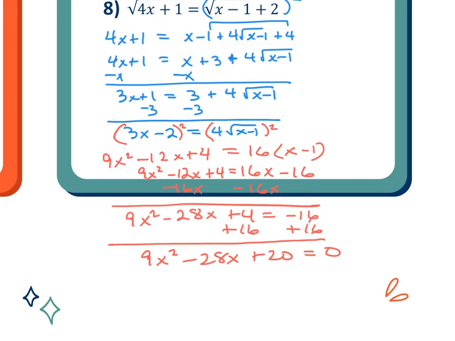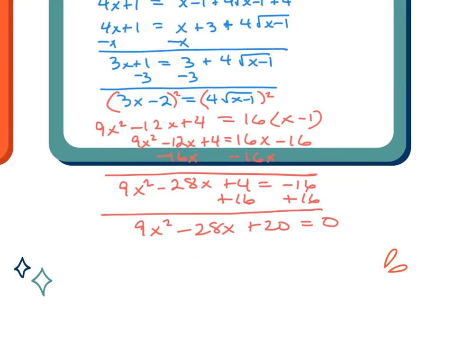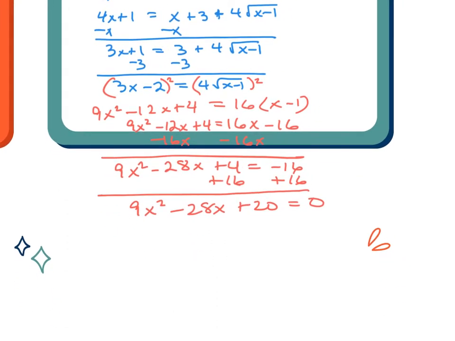First thing I would do is look to see if there's a greatest common factor. There is not. So now I am going to factor this trinomial. So my factors of 9, I'm going to do 9 and 1. My factors of 20, I'm going to do 10 and 2.